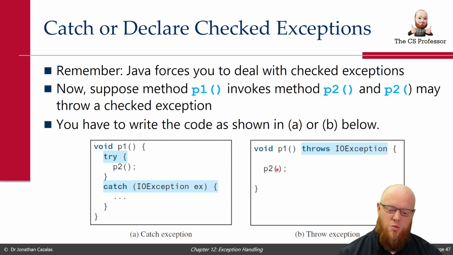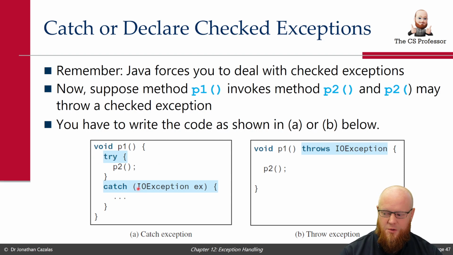Or you could deal with it this way. You could say, you know what? I'm just going to call P2 outright. And if P2 throws an exception, that's above P2's pay grade. And then you're going to say, it's actually above my pay grade as well. So I'm not even going to deal with it myself. I'm just going to in turn throw it also. This is the hot potato example, right?